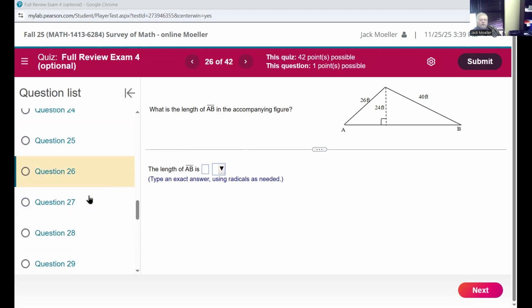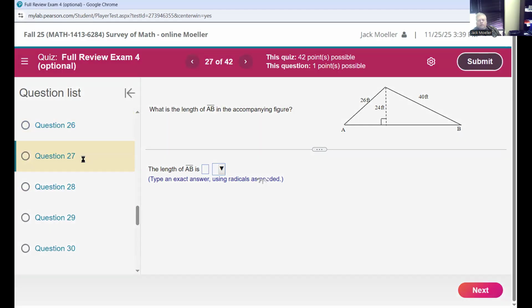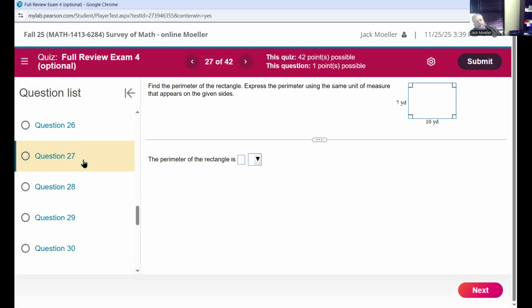All right, so that's as complicated as the Pythagorean theorem is going to get. And then how do you find the perimeter of any object? You add up all the outside edges. So what do you have to know to be successful here? It's a rectangle, so opposite sides are equal. So top is 10, the right is 7. Add them all up.